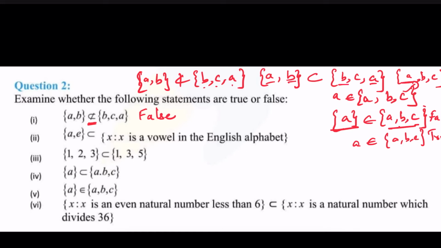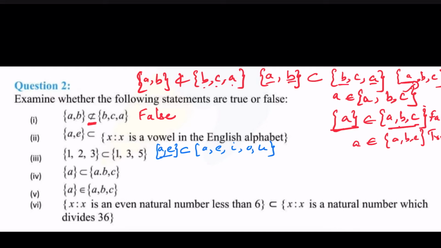You have A is a subset of the set of all x such that x is a vowel in the English alphabet. Now, what are all the vowels in the English alphabet? A, E, I, O, U, isn't it? These are all the vowels in the English alphabet. And now what is given is that A is a subset of the set.